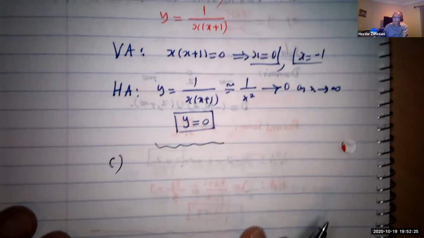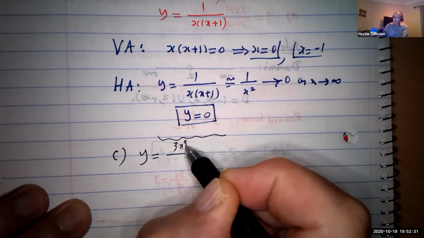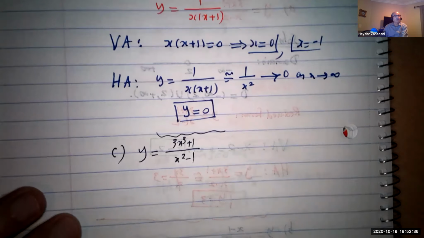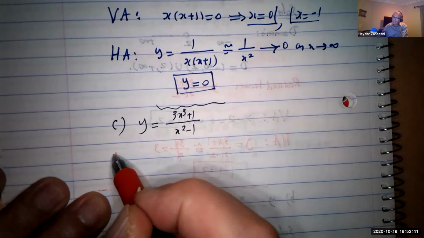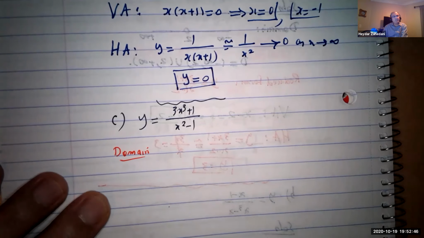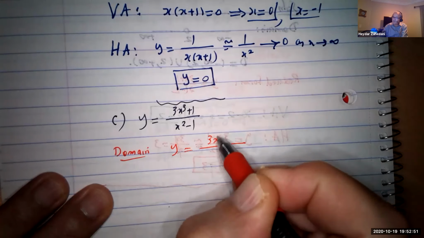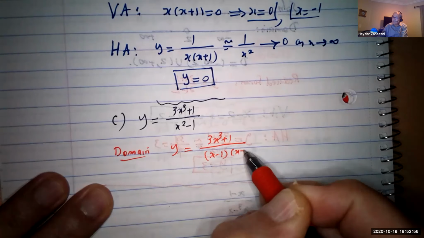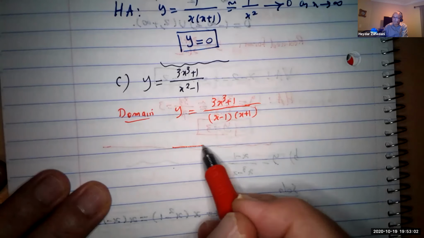So the last case is going to be the case where the degree of the top is higher. So the y would be 3x cubed plus 1 over x squared minus 1. You see, the degree of the top is higher this time. So the domain first again. Again, the denominator, you have to factor it. So we have 3x cubed plus 1 on the top, and this is going to be x minus 1 times x plus 1. Two numbers to be excluded, 1 and negative 1.